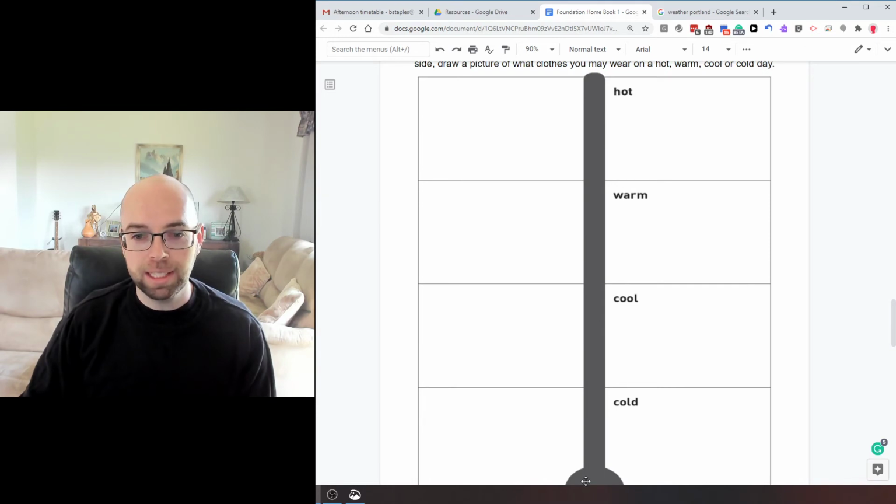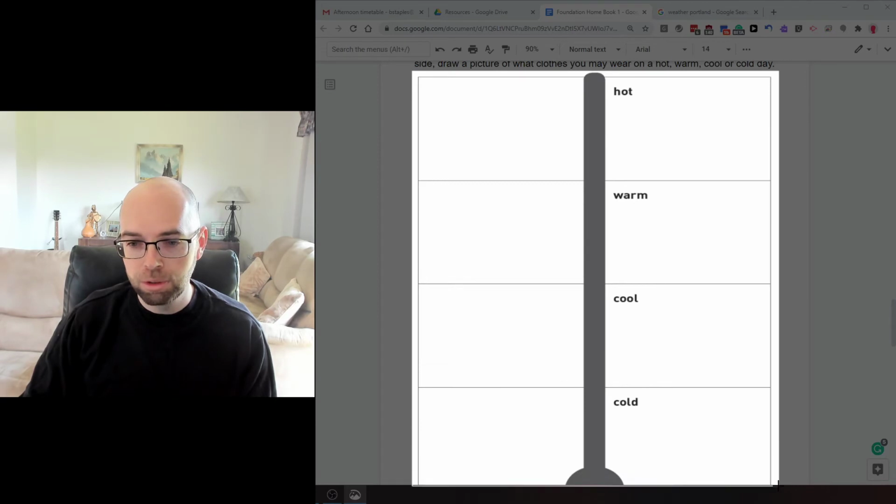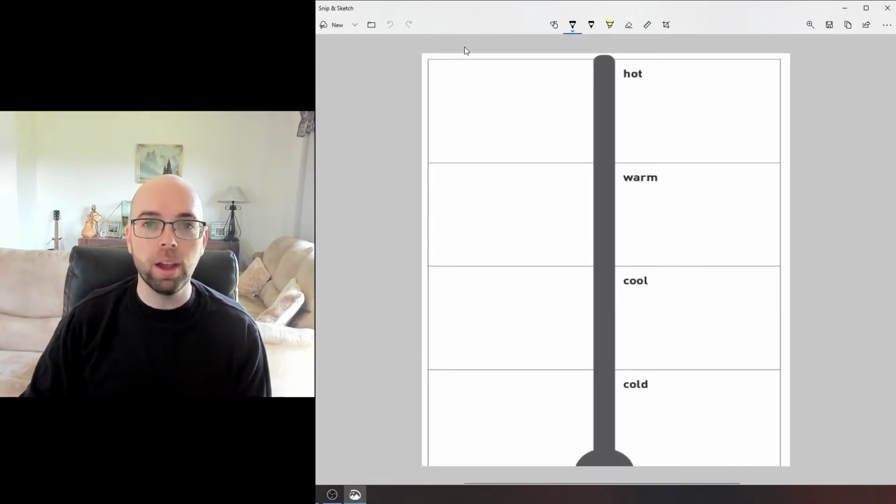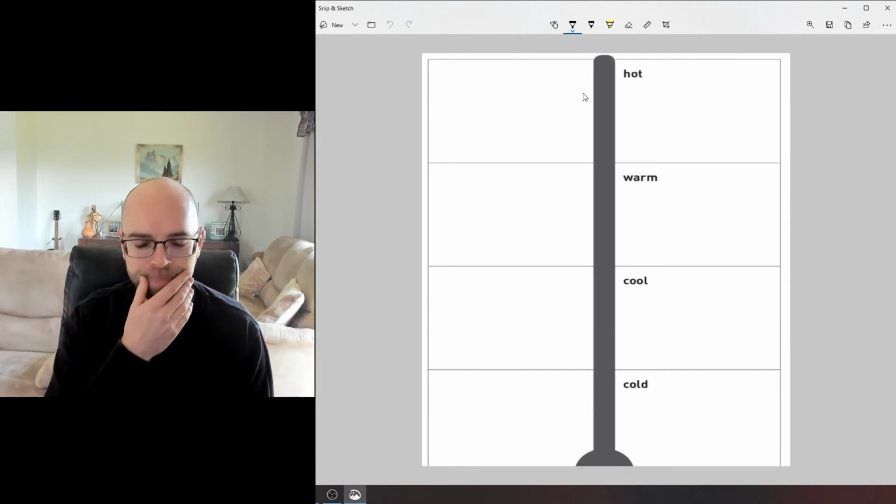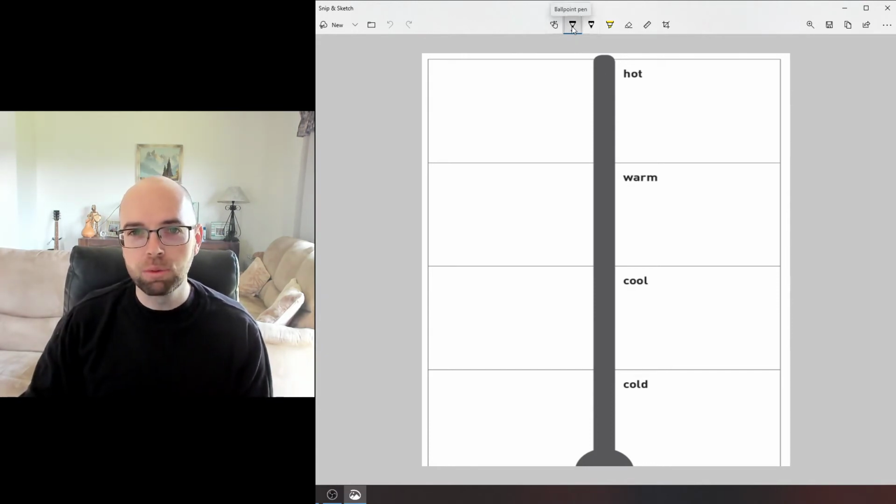Okay, but thermometers tell us the temperature. We can use them to tell us the temperature. But for now, we're going to use this just to make sure we really understand these different words. Okay, so I'm going to go back into here and I'm going to draw on this so I can show you how to do it. So hot, for example, it's got the word hot there. Now, what color would be a good color for hot? I reckon if something's really hot, I might color it in red. So I'm going to color in this side red.